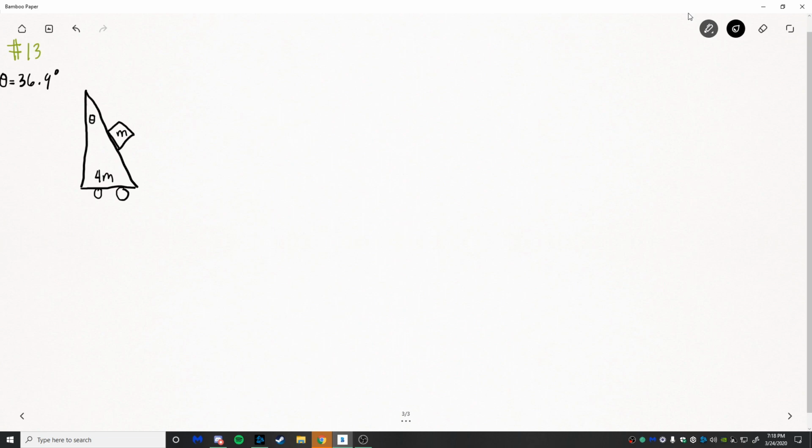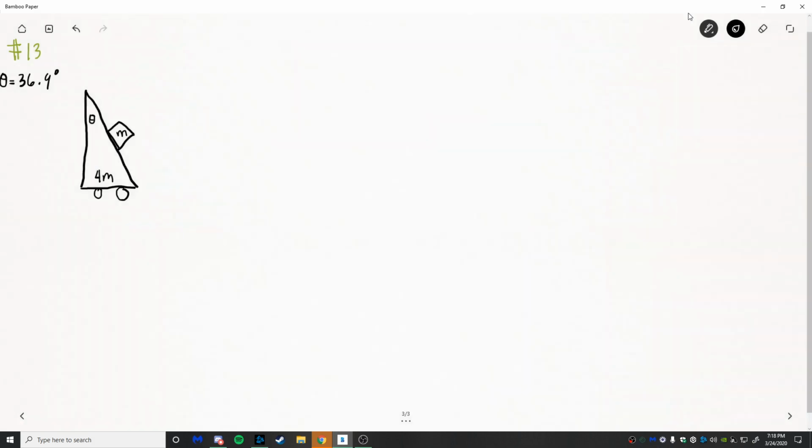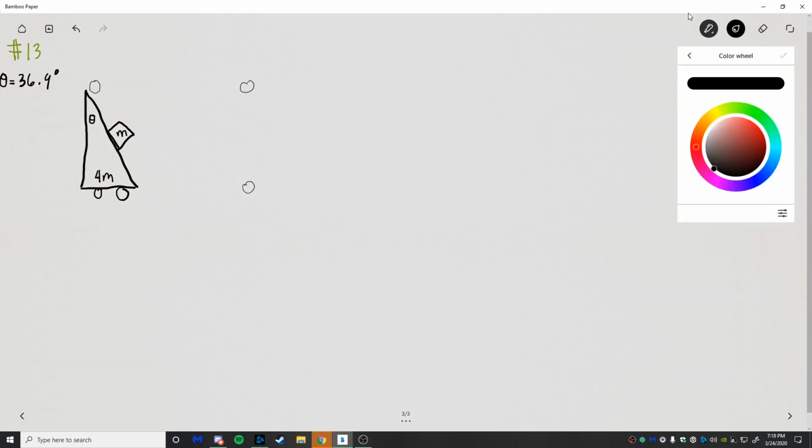And this mass is attached with a string. We're gonna use a thinner piece for this right here. And there's also a pulley on this object. So right here we've got a pulley. And there's another pulley right here. And there's a pulley right here. And there's a rope that wraps around all of them.